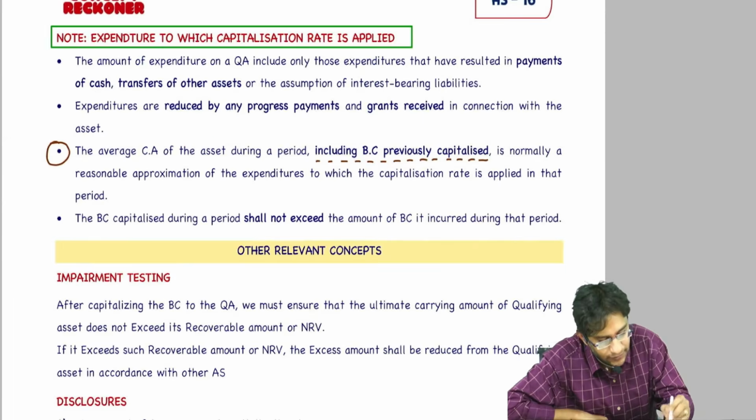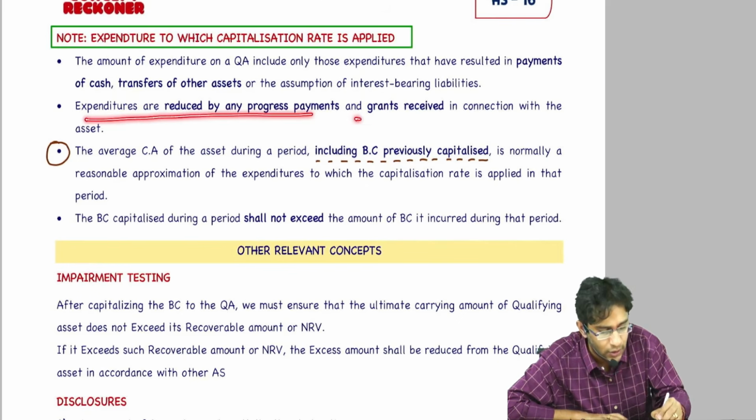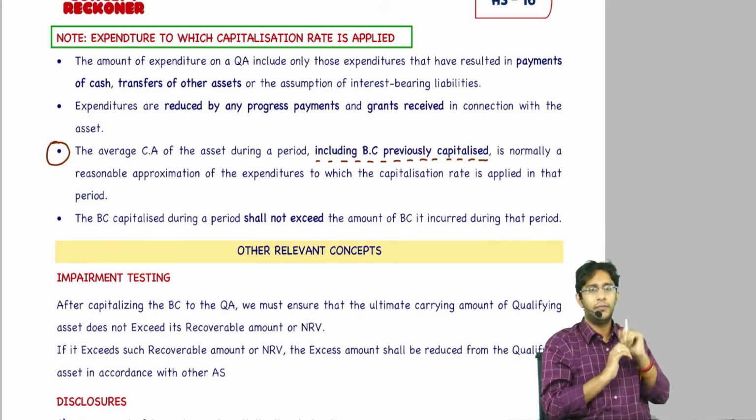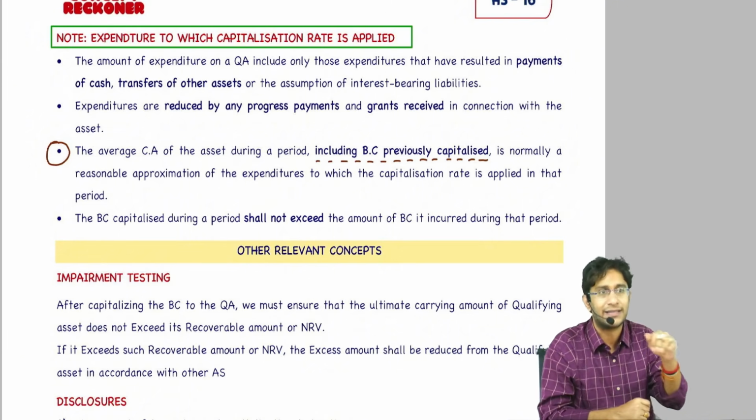So that is given in the previous part. Expenditures are reduced by any progress payments or any grants received in connection with the asset. If any inflow is coming, minus that. Outflows you are adding, no, 3 by 12, 6 by 12 like that. Inflows if you get, minus that.